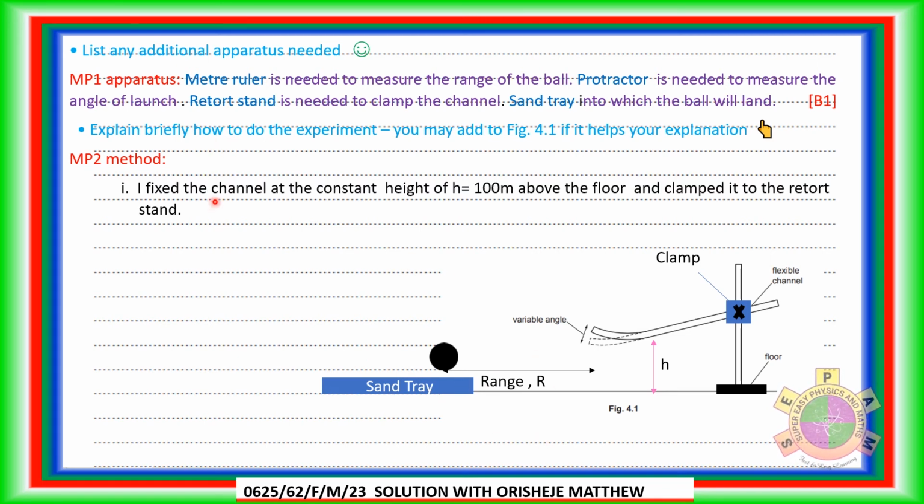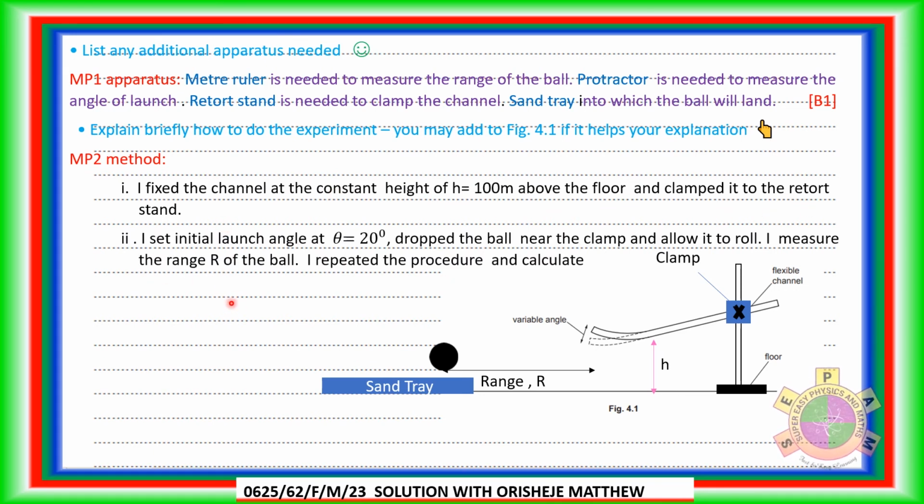What do we do? Number 1, I fix the channel at a constant height of 1 meter above the floor and clamp it to the retort stand. Then 2, I set the launch angle at 20 degrees, drop the ball near the clamp and allow it to roll. I measure the range r of the ball. I repeat the procedure and calculate the average range. So for doing this one, I get another mark. That is the second mark.